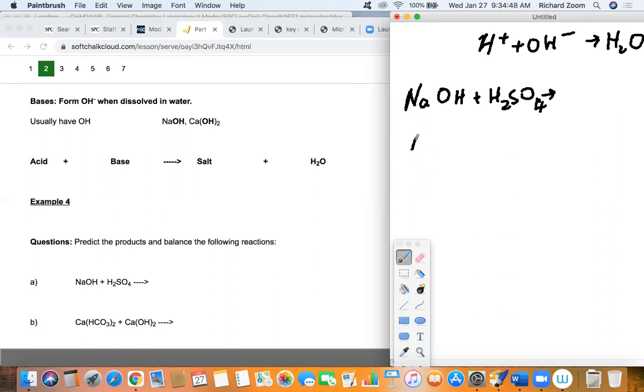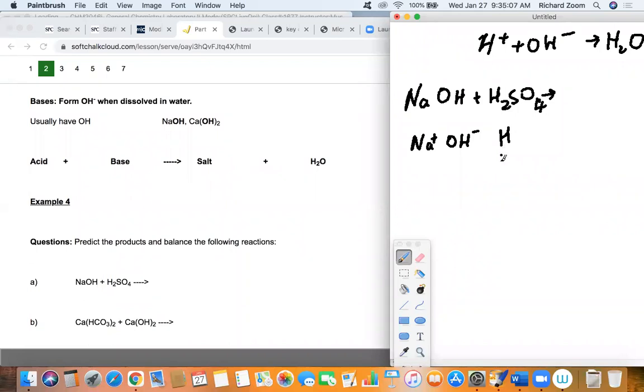What we should do to start is write out what these things are with the charges on them. So we know that NaOH is the base because it's got the OH. If we were to write it out, it's Na plus and OH minus, because OH is always negative. It means the Na must be plus as well.